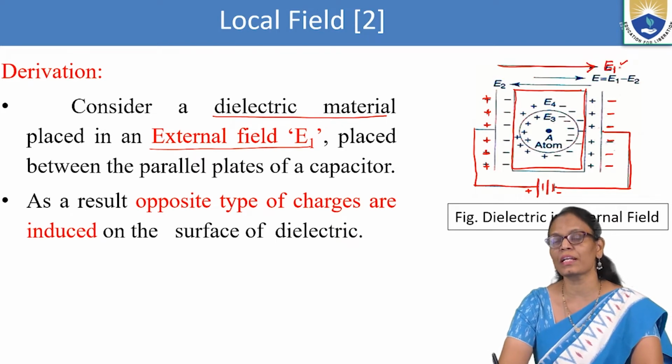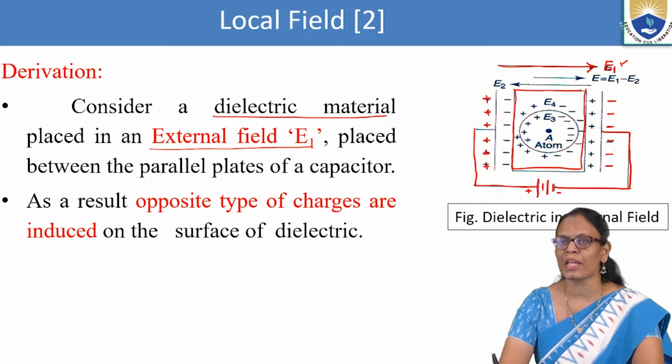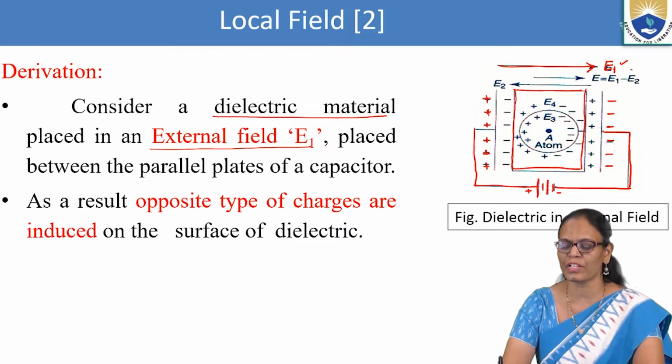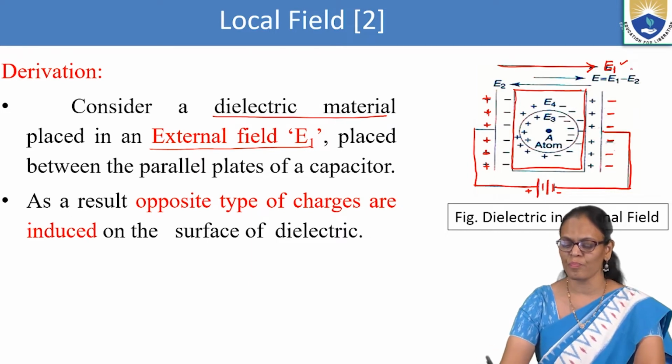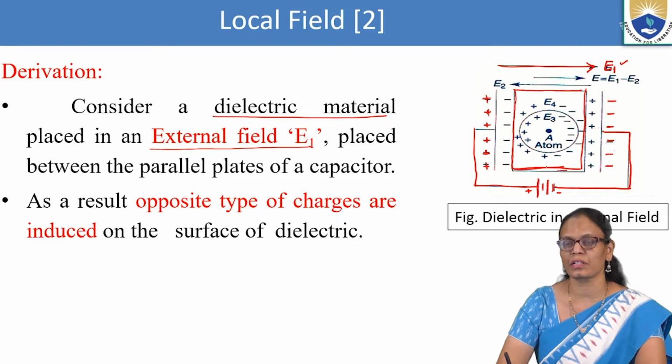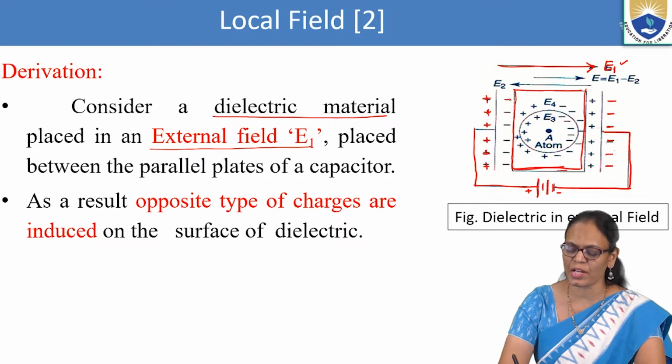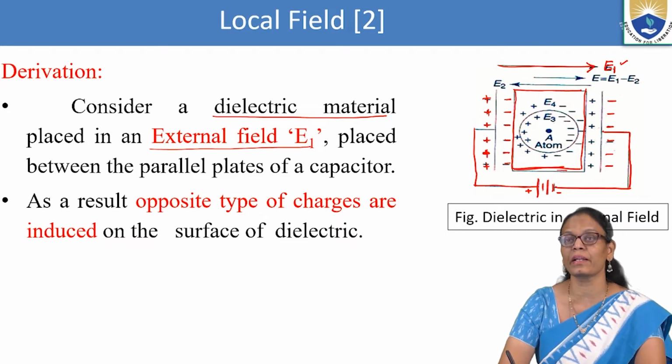What is E1 here? E1 is the applied external electric field. So this is positive, negative, and E1 is pointing this side. Now, when I place this dielectric in this electric field, what happens? Opposite charges get induced on the surface of the dielectric. Because this side is positive, the negatives get attracted, so negative charge is induced. On the other side, positive charge is induced.